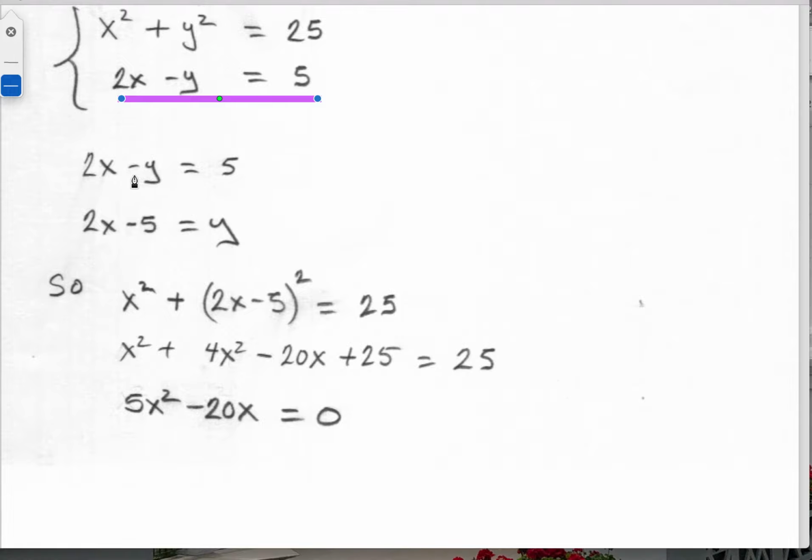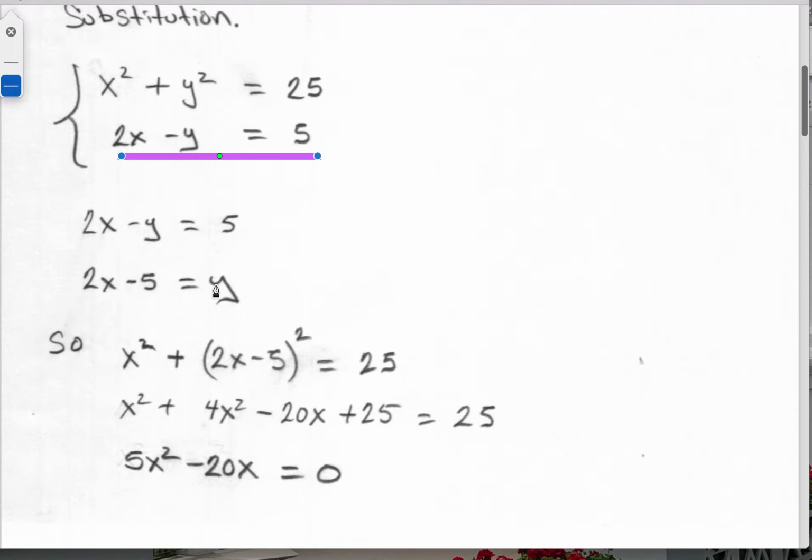So what did I do? I added y here and got 0, and I have this positive y over here. I move this negative y over to the other side by adding, and then I move this 5 over to this side by subtracting. So I solve this equation, 2x minus y equals 5, for y, and I get 2x minus 5 equals y.